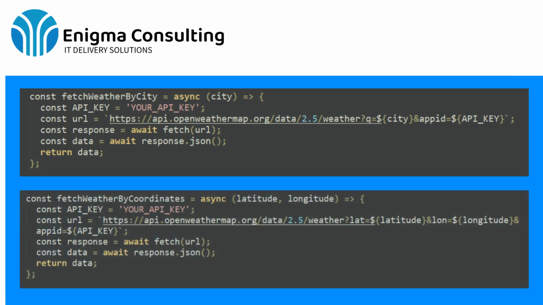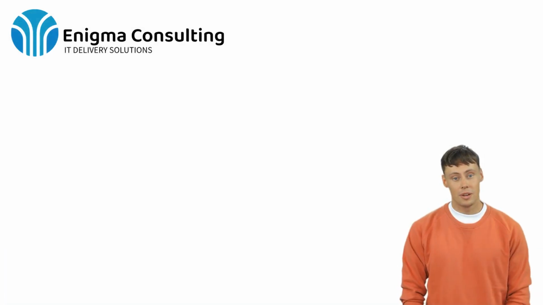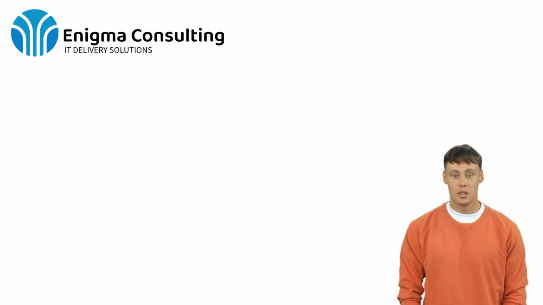Similarly, you can create a function to fetch weather data by latitude and longitude. Pause here to read and understand the code. Implementing a search component. You can create a search component with an input field to allow users to enter a city name or coordinates. Here's a simple example.